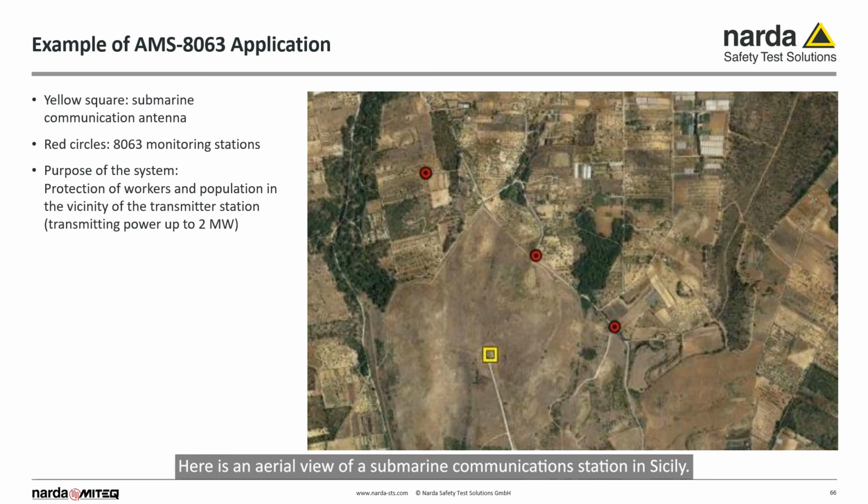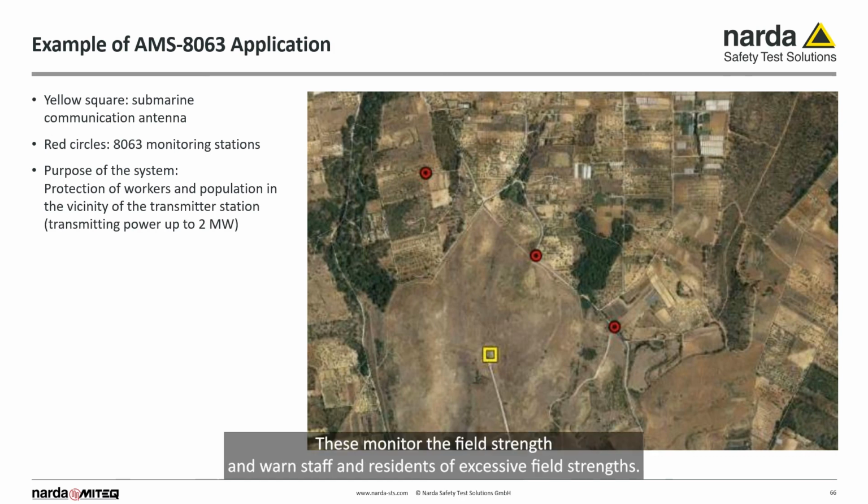Here is an aerial view of a submarine communications station in Sicily. The yellow square marks the transmitter mast of the 2 MW transmitter. Some buildings can be seen in the north. The red dots indicate the locations of Type 8063 area monitors. These monitor the field strength and warn staff and residents of excessive field strength.